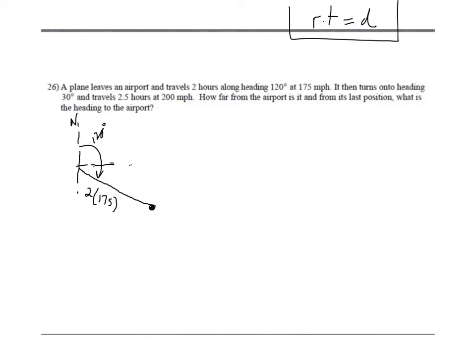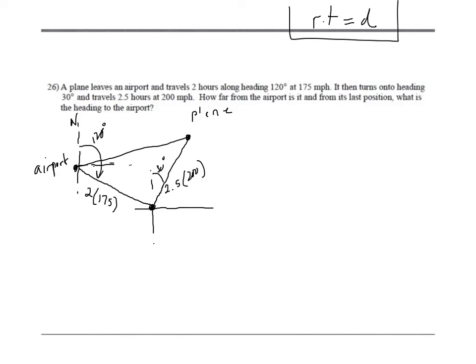It then turns onto heading 30. So I'm going to draw in my north again and the east. And 30 is going to be this way. This is 30 right here, and it travels for 2.5 hours at 200 miles per hour. And that's my distance. How far is the airport? This is the airport, and this is where the plane ends up. I'll draw it like that.